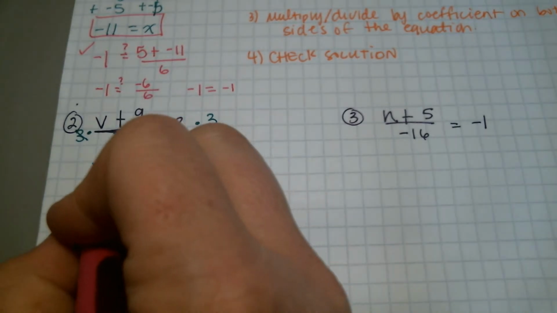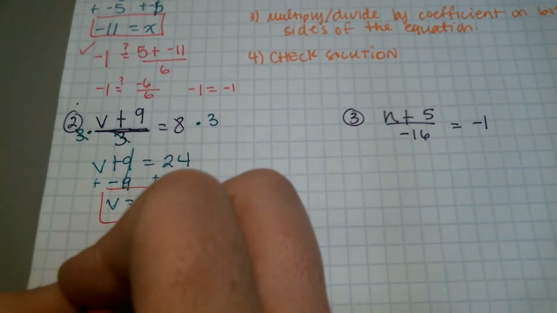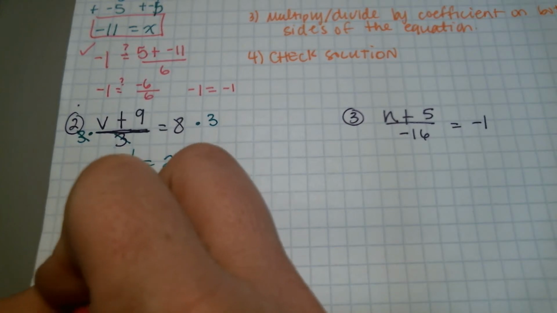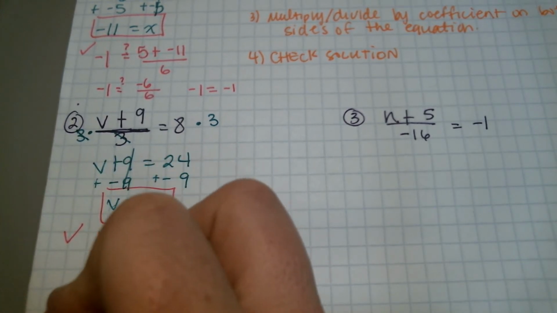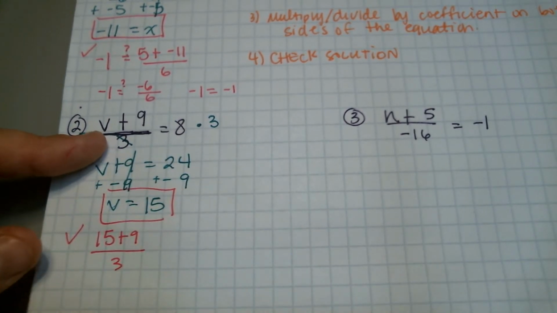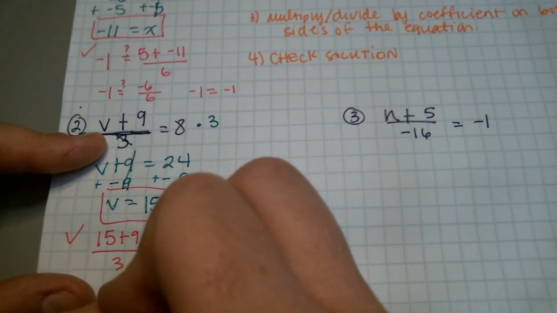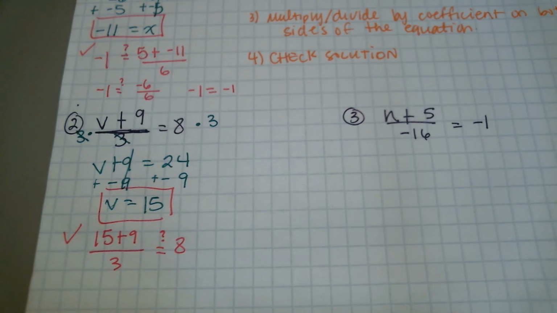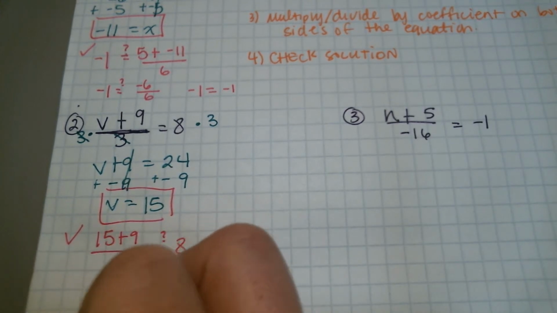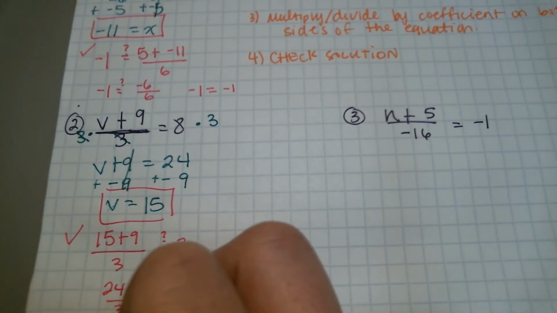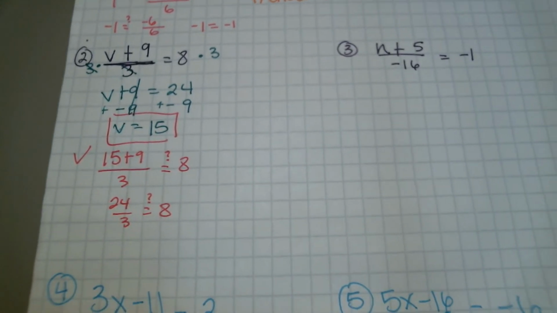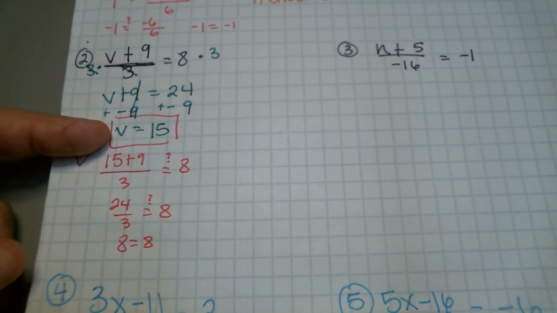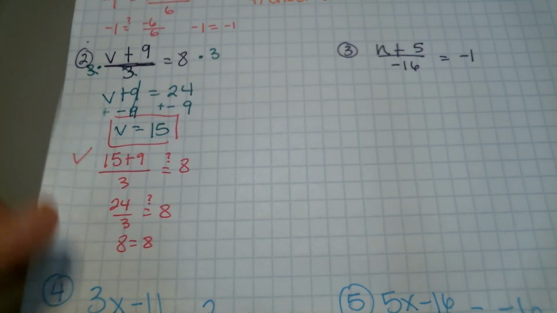And, of course, we do want to check to make sure that 15 is, in fact, the correct solution. So I'm going to plug in 15 plus 9 in the original equation. Does that equal 8? Well, 15 plus 9 is 24, and 24 over 3, that's just a division problem. 24 divided by 3, is that 8? The answer is yes. So that is your correct solution.